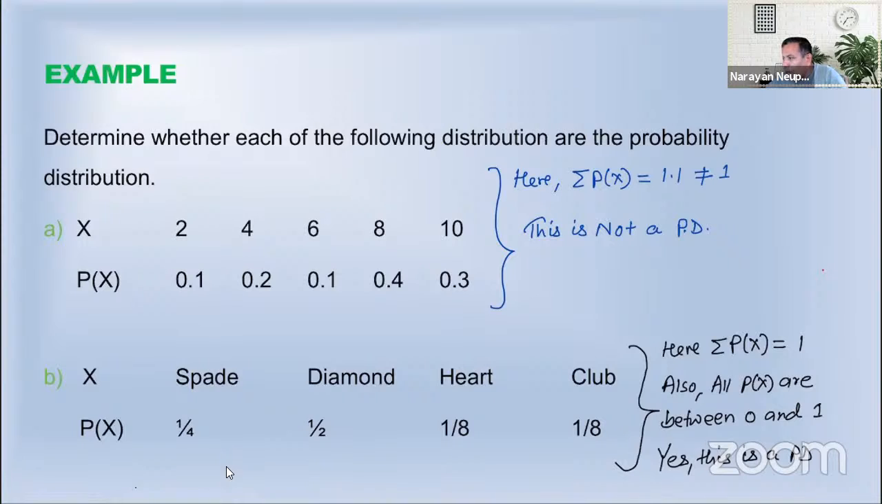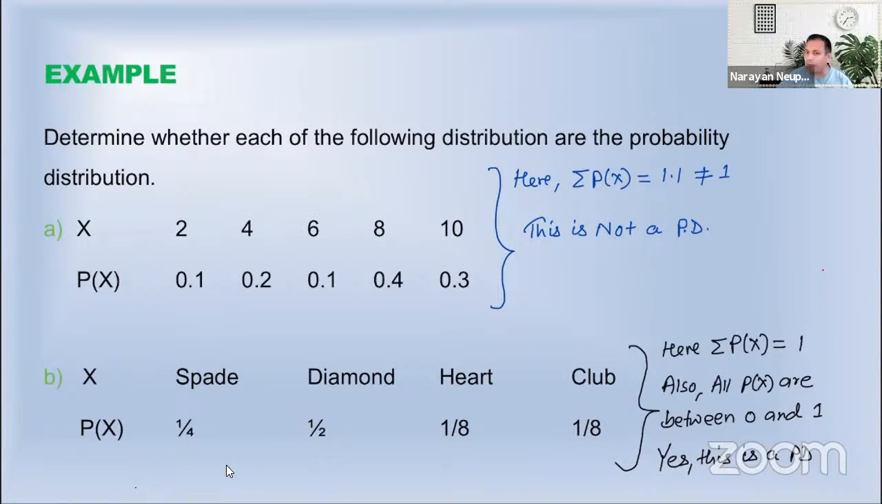I hope that is not very difficult. We are just checking whether it is a probability distribution or not. Any question there? No. Okay, awesome. Now let's move on to the next example.